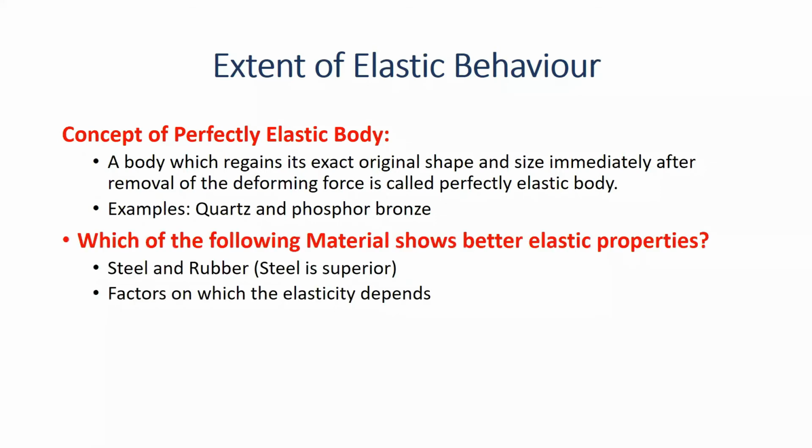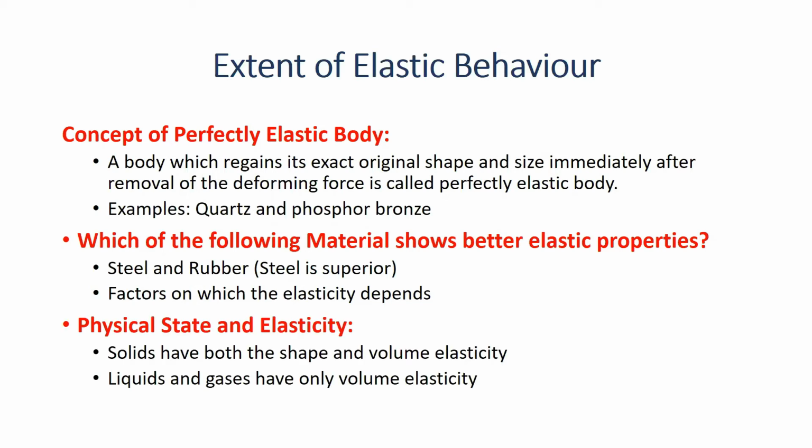Now let us discuss factors on which the extent of elastic behavior depends. For a given stress, the strain produced in steel is very less compared to that produced in rubber. Hence, the value of Young's modulus of elasticity is more for steel than that of rubber. Hence, we can conclude that elastic behavior of the material increases with the increase in the value of Young's modulus of the material.